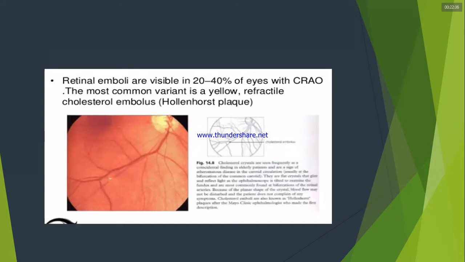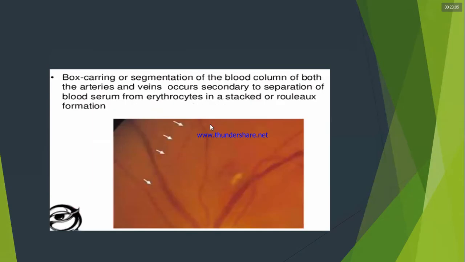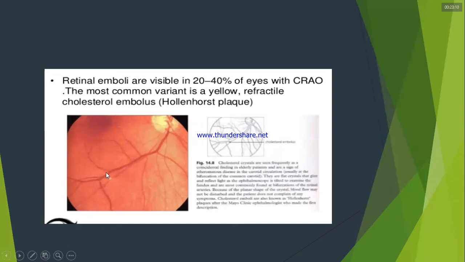Retinal emboli are visible in 20 to 40% of the eyes. So this is the embolus in CRAO, and the most common variant is a yellow refractile cholesterol embolus, which is called the Hollenhorst plaque. In 4th year MBBS you don't have MCQ questions on it, but in further examinations it is one of the important MCQ questions. You can see the emboli over here, present in 20 to 40% of the cases.